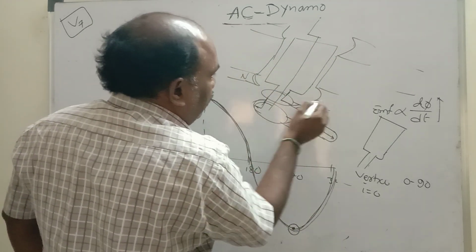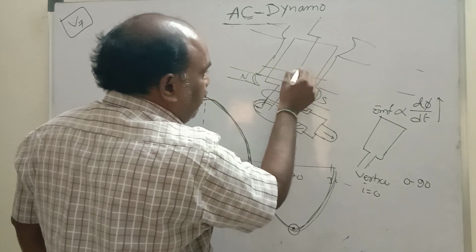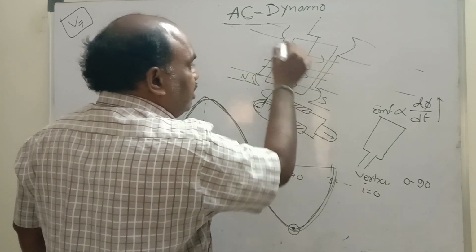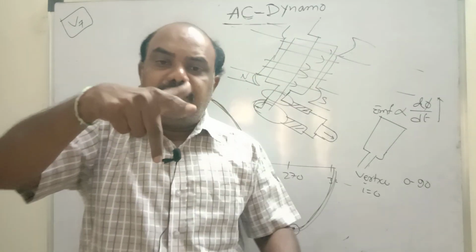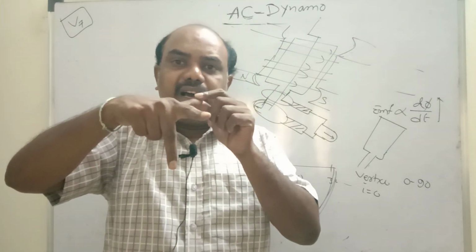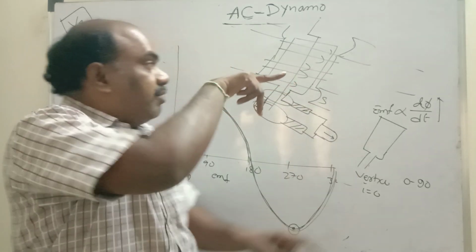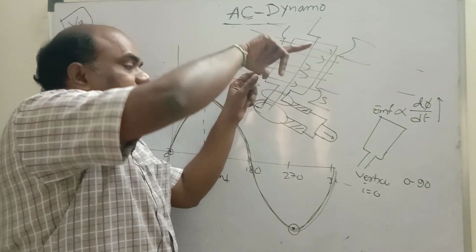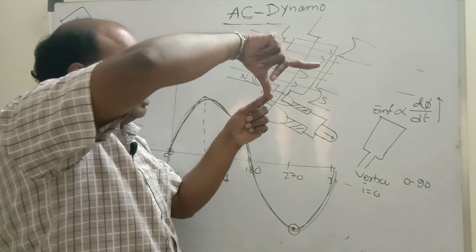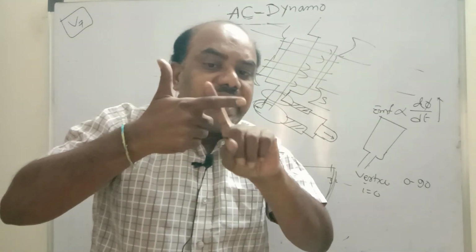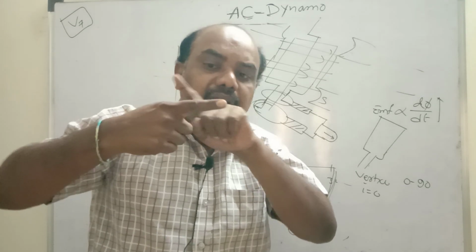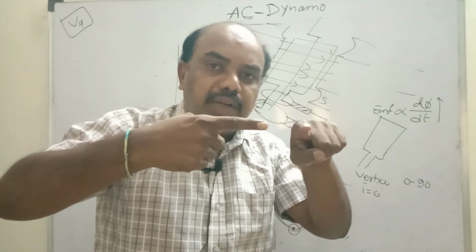North pole, south pole. From north to south, a uniform magnetic field is produced. This is the uniform magnetic field. Whenever you rotate the armature, according to Fleming's right hand rule, if the armature goes down, the current will be inwards. If the armature goes up, the current will be outwards. This direction should not change. Always the horseshoe magnet is north to south only.